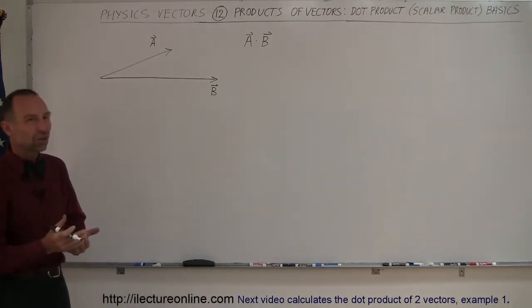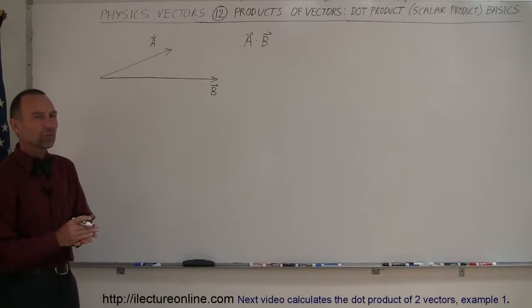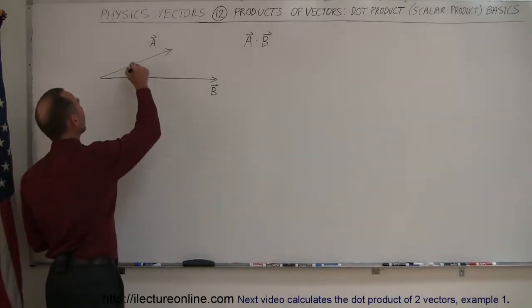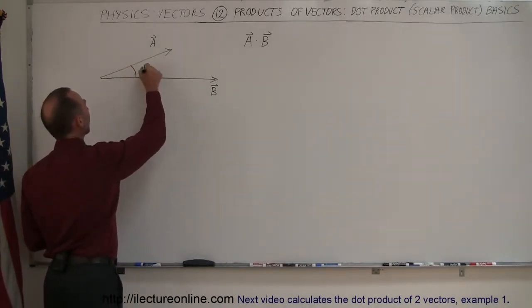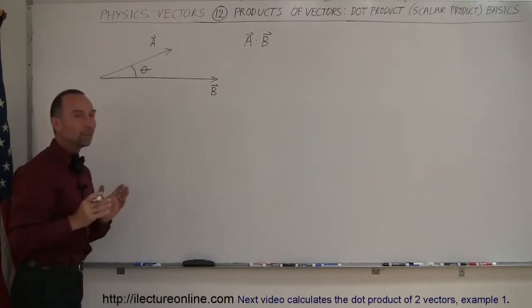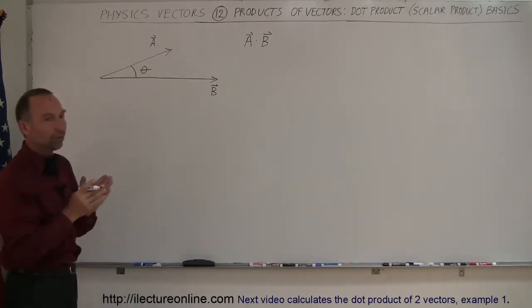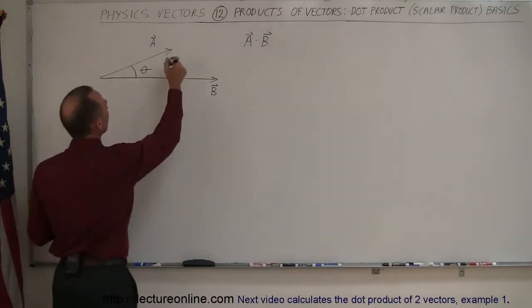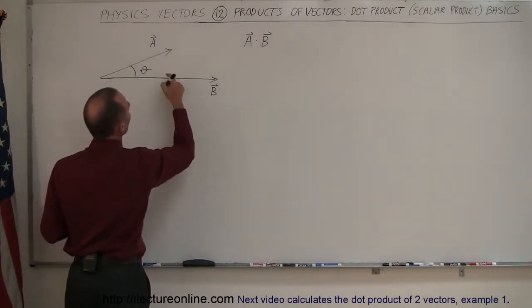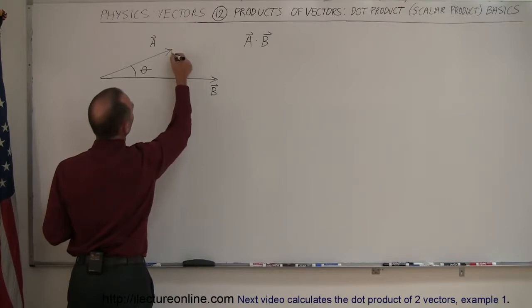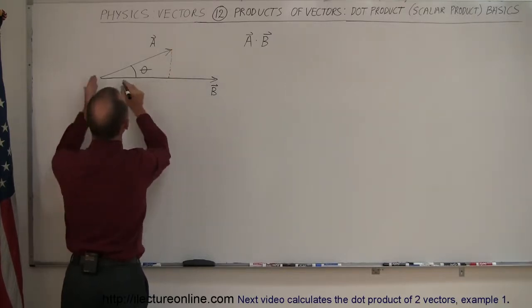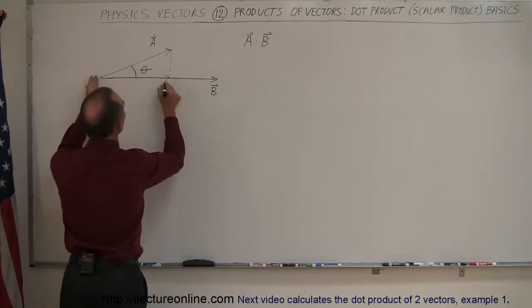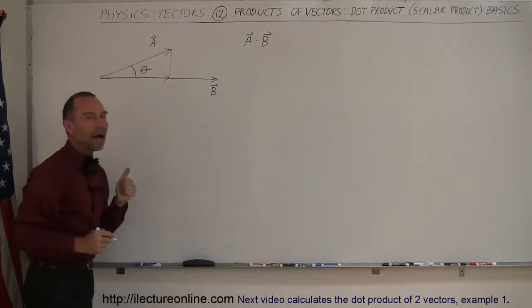What is the definition of the product of two vectors? Well, first of all, we need to know the angle between the two vectors. So let's call the angle theta. And then we're going to project the first vector onto the second vector. To do that, we draw a line perpendicular to vector B to the tip of vector A like this. And this distance right there is considered A projected on B.